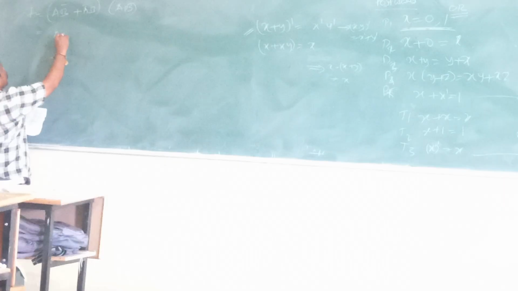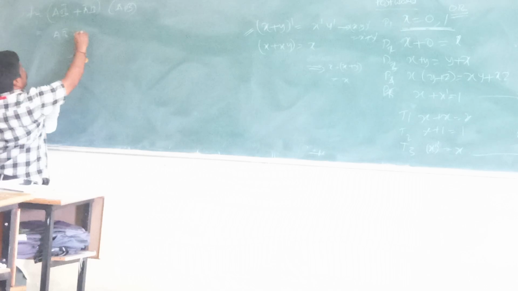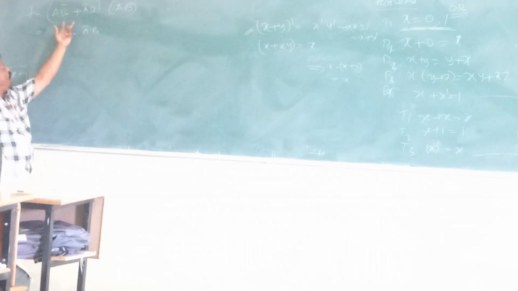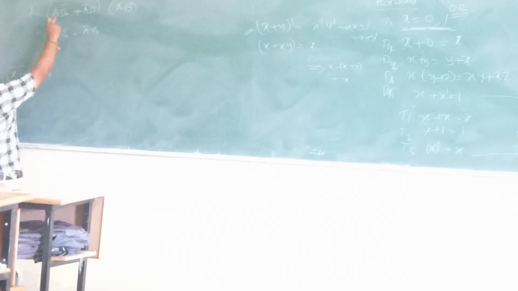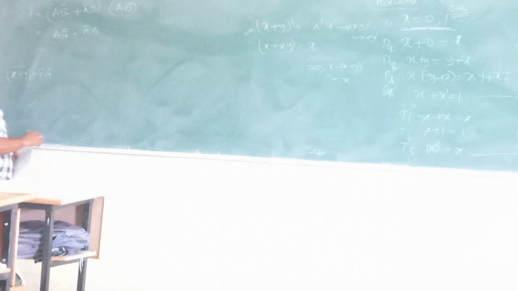A', then ab' plus a'b. If I apply this, (x + y)' is x' · y'. Similarly, consider this as one term. We have two terms in the bracket: ab' and a'b. I am using De Morgan's theorem here: (x + y)' is x̄ · ȳ.